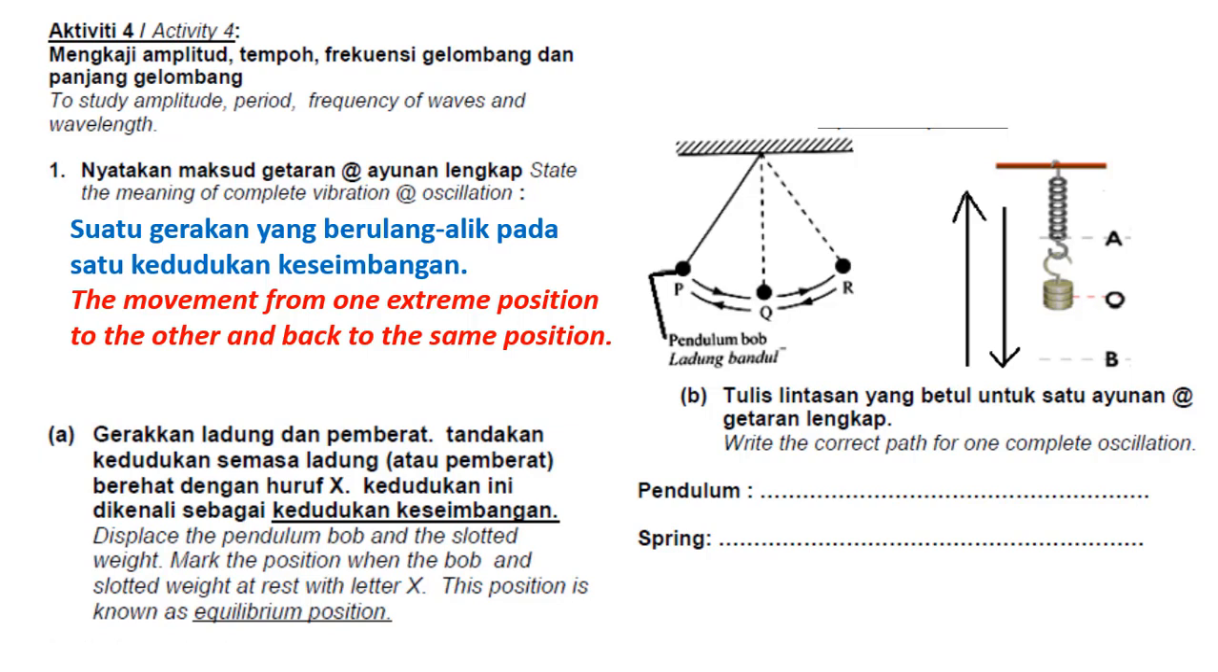Okay. We have two examples. This is the pendulum bob, the pendulum system. We start with P. So from P to Q to R, and go back to Q, back to the same position P. So this will be one complete oscillation. And for the spring, we start from O to B, move back to O, move upward to A, and back to O. So this will be one complete vibration.